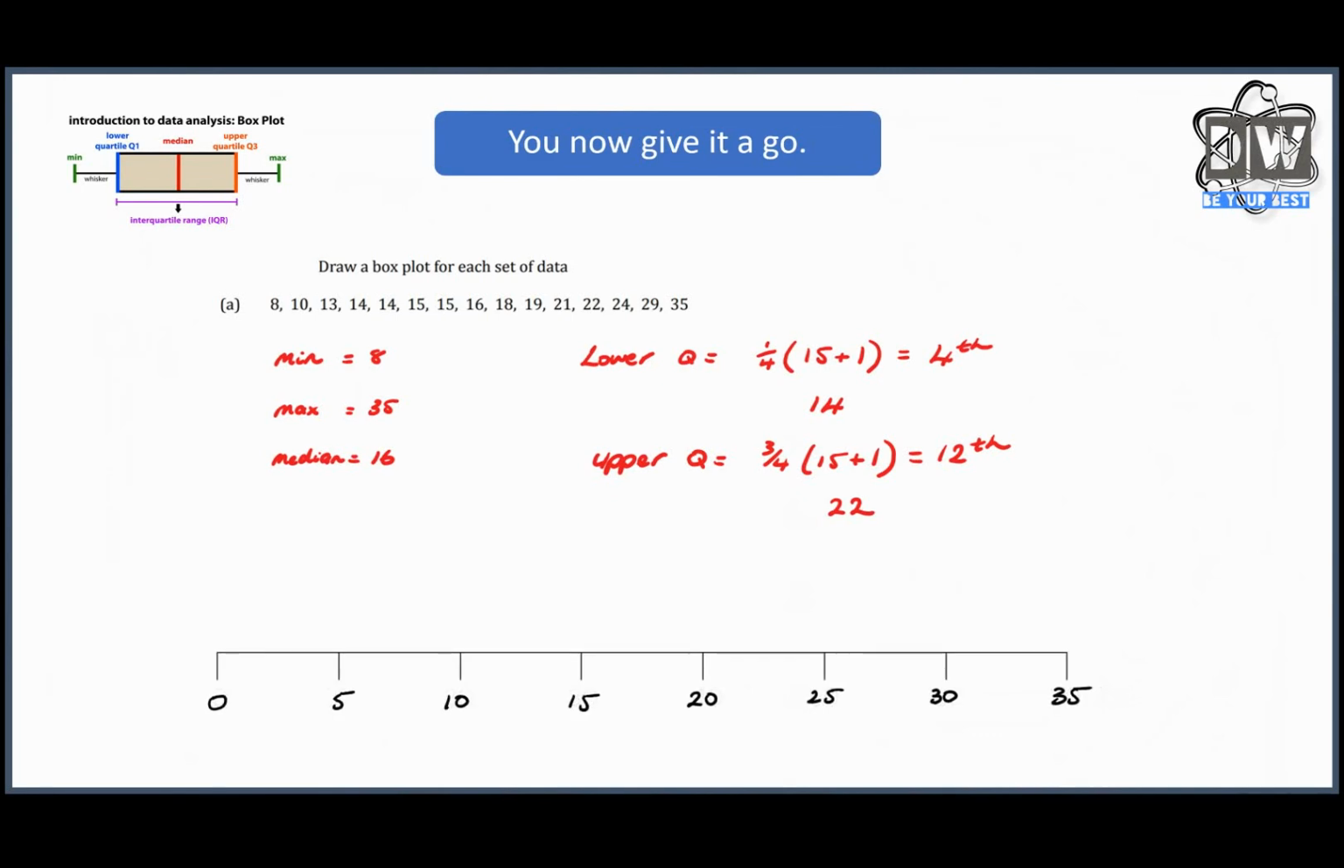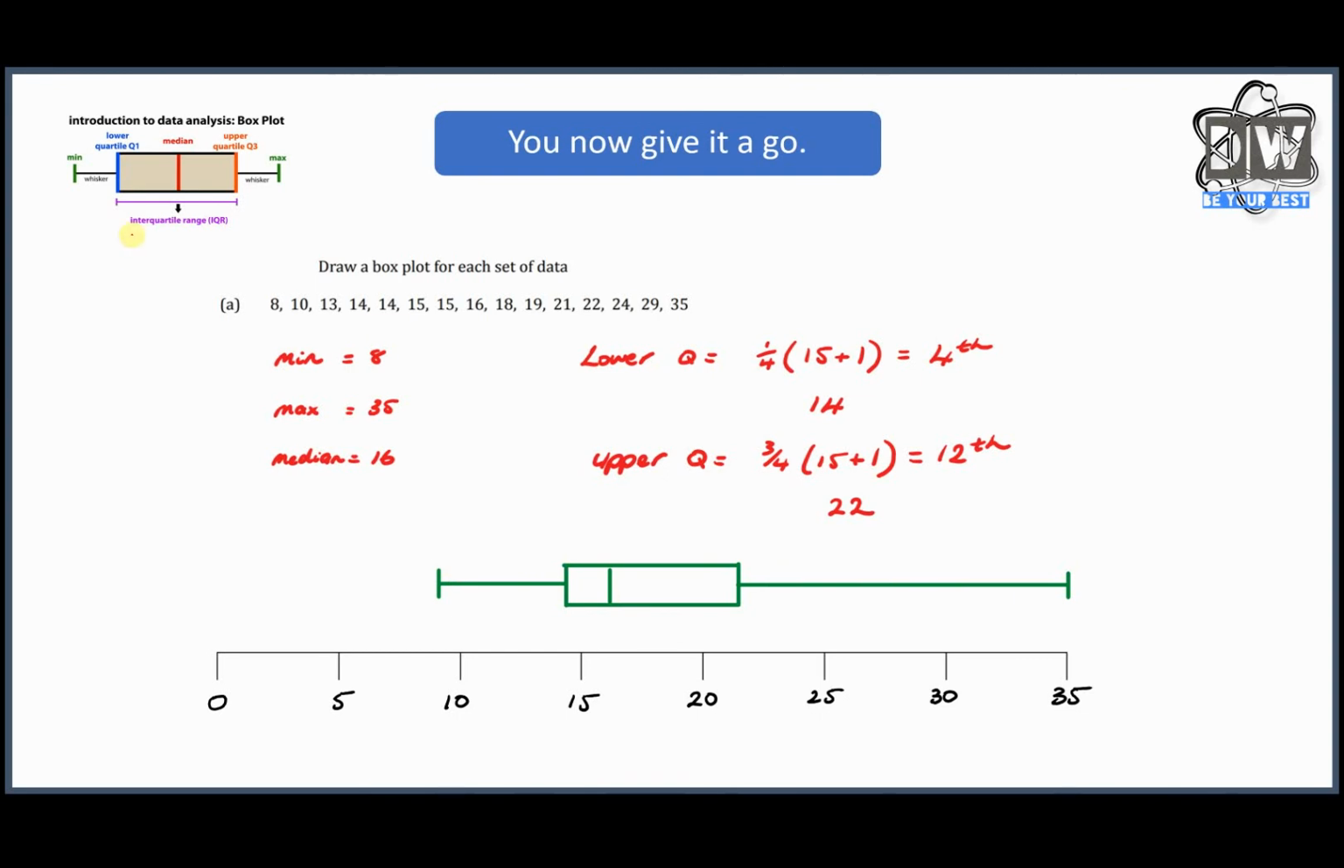Now we're going to draw the graph. So here we go. 8 is going to be around about here. So our min, our max is going to be set at 35. Our median's at 16. And then we've got our lower quartile at 14 and our upper quartile at 22. Now you might notice it's not an exact science, so it's really important that we list all our details here. We might not be able to show them perfectly on the graph, okay, but we can list them. That will be really important if we want full marks.